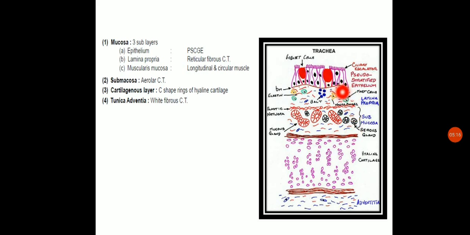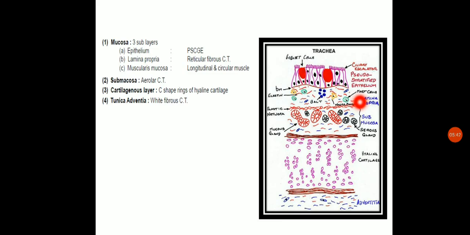So the innermost layer within this cavity is called the epithelium, which is a ciliated epithelium. This is something we have to note down. The tracheal epithelium is basically ciliated epithelium, made up of pseudo-stratified ciliated glandular epithelium. Note it down.